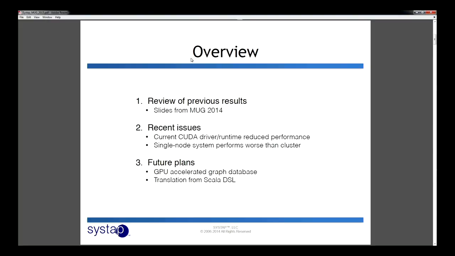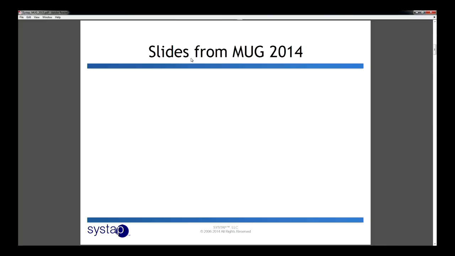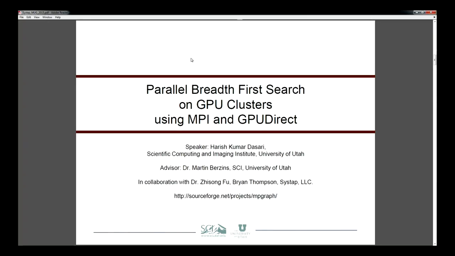But now I'm going to continue into these slides, which Harish Dasari presented here last year. You see this work done by Harish Dasari, Martin Bearson, Shizong Fu, and Brian Thompson.